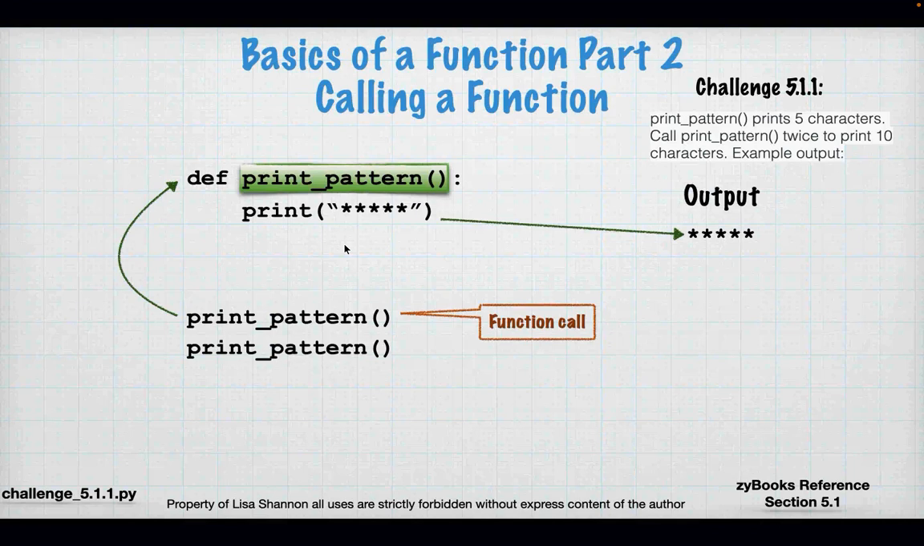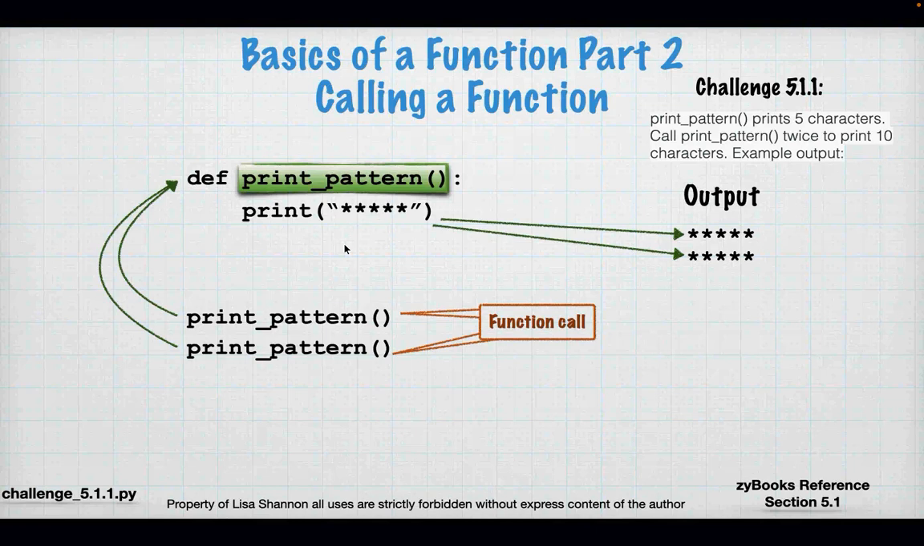Okay, and I can call it again. Again, we're going to go back. Print pattern. We're going to go back up. Python's going to look up print pattern, and it's going to run the code inside the local scope of the function. And you're like, well, why do I just need to call it twice? Well, sometimes and oftentimes, what you will do is you will have a function that is called within a loop.